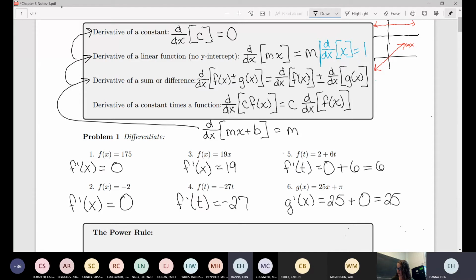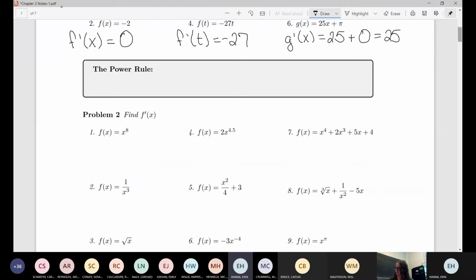Questions, concerns on any of those before we go on to our next rule, which steps it up a tiny bit? Okay. All right. Kind of leave that last line up there.